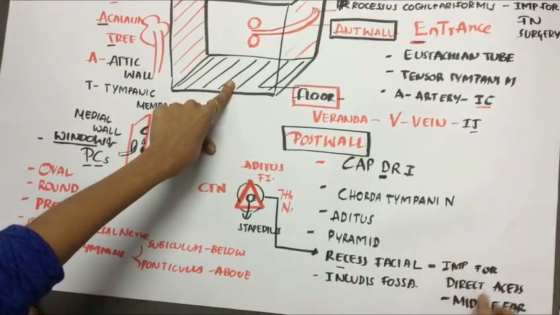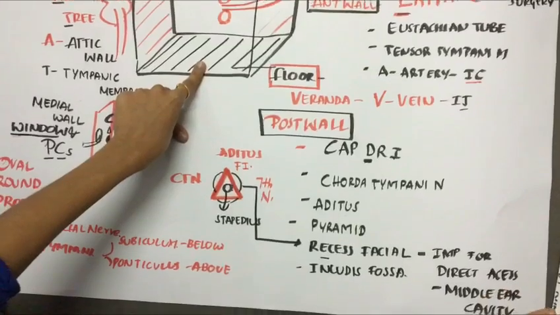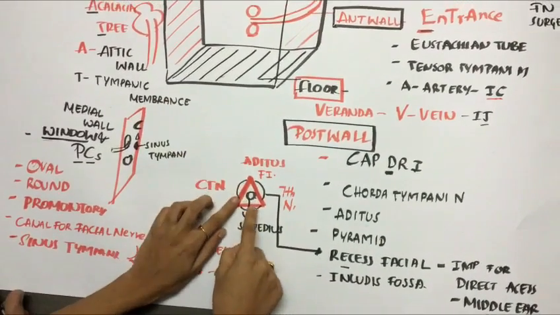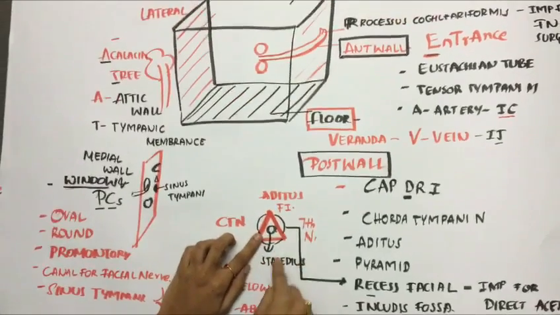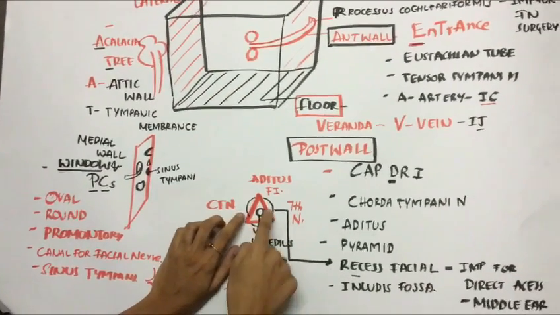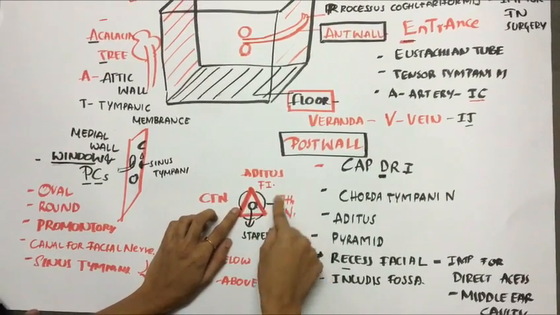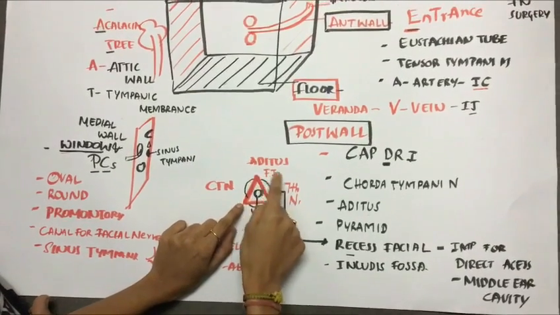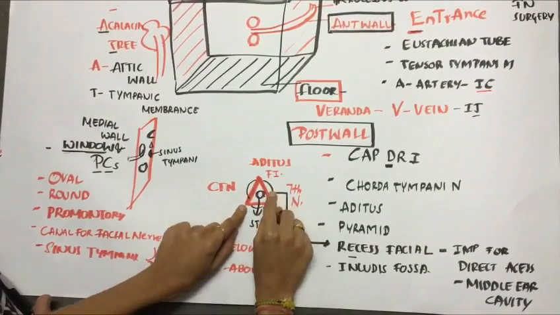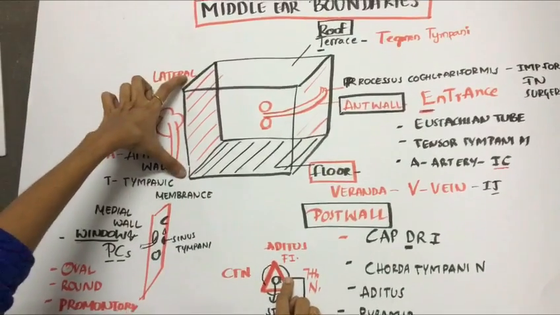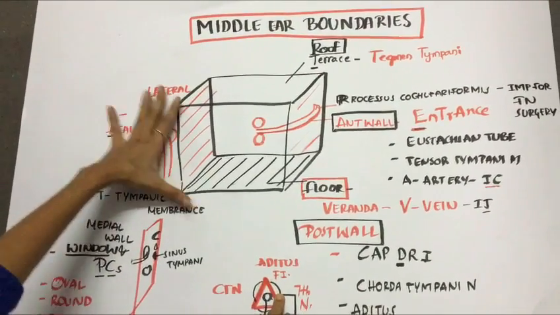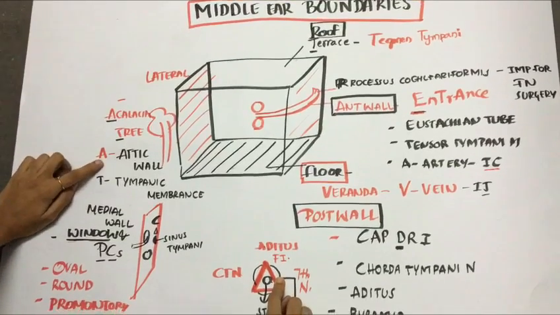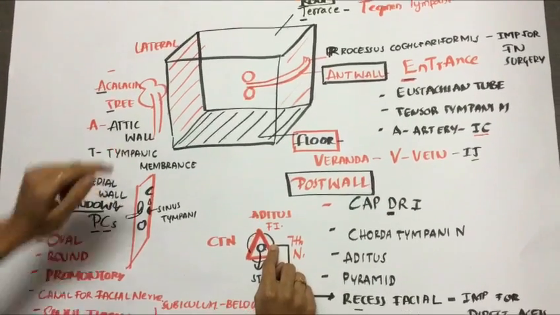Facial recess is important for direct access to the middle ear cavity. There is a pyramid. It is a bony projection with an opening for the stapedius muscle, and behind this there is the facial recess. Medial to this there is the seventh nerve, and lateral to this the chorda tympani nerve, and the aditus and fossa incudis are above the pyramid. Then coming to the lateral wall, on the lateral side of the house, there are trees. Acacia tree. Just remember, A for the bony plate of the attic wall, and T for tympanic membrane.